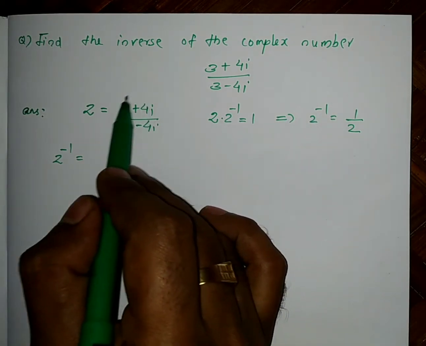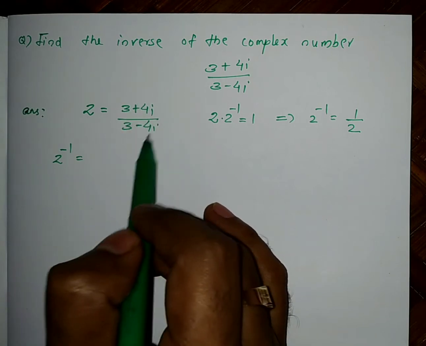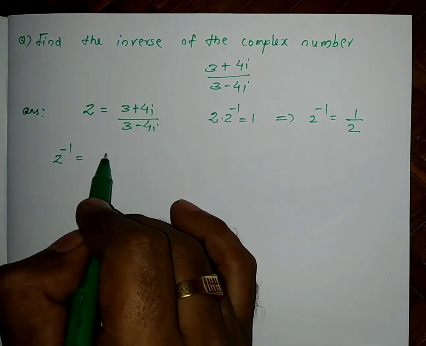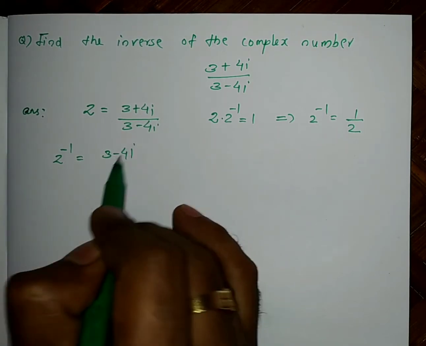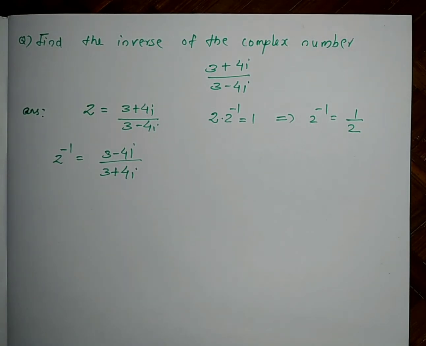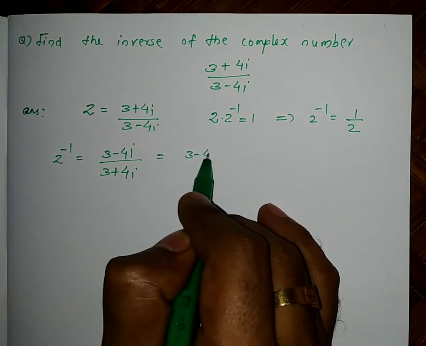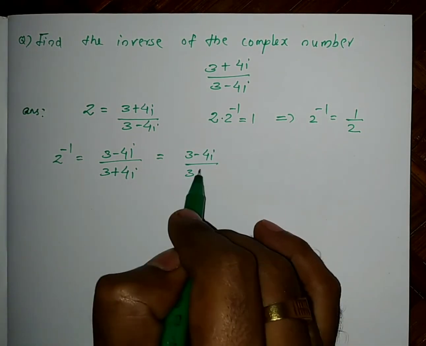1 by z means we have to take the reciprocal of z. The reciprocal of this number is (3 minus 4i) in the numerator divided by (3 plus 4i) in the denominator. So this is equal to (3 minus 4i) divided by (3 plus 4i).